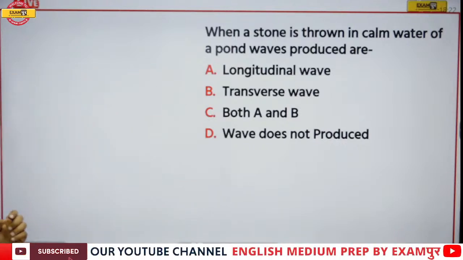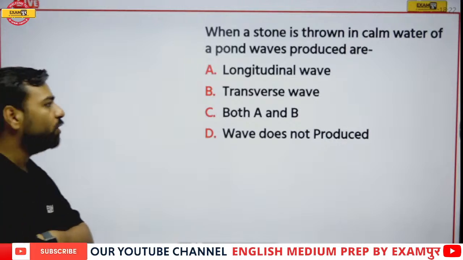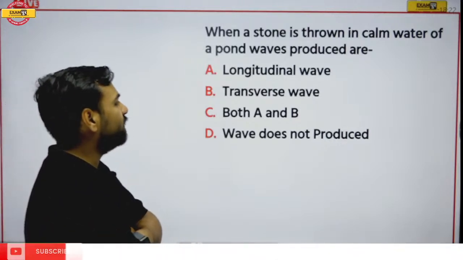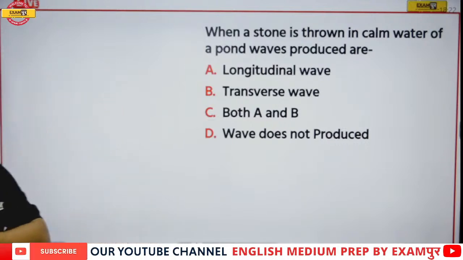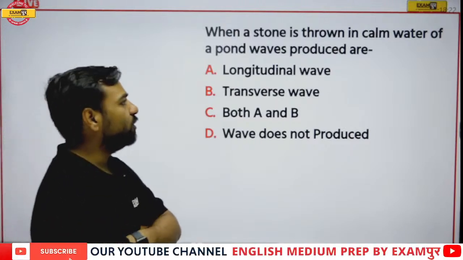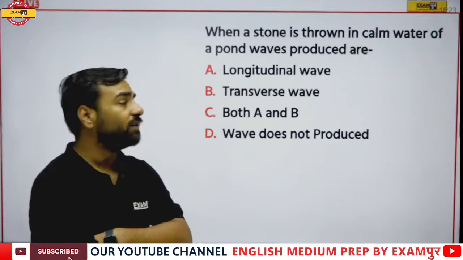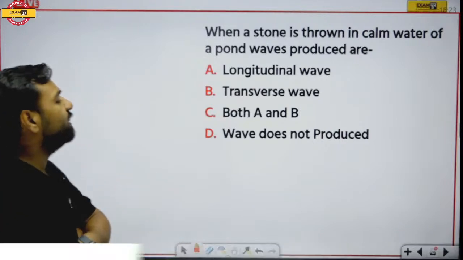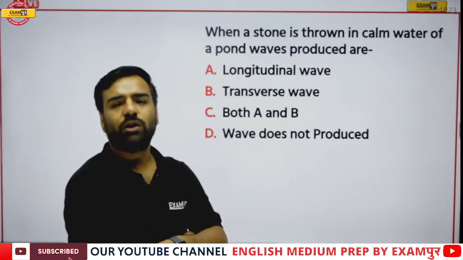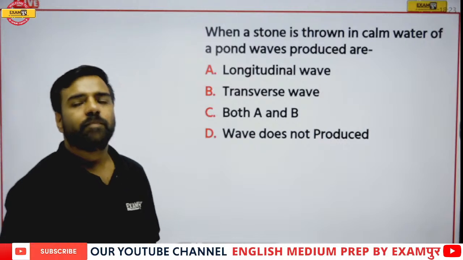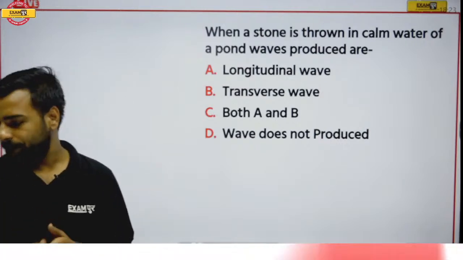So there's the first question. When a stone is thrown in the calm water of a pond, what waves are produced? Are these longitudinal waves, transverse waves, both A and B, or D, that is, waves don't get produced? So what is the answer over here? I'm waiting for the answer from everyone.